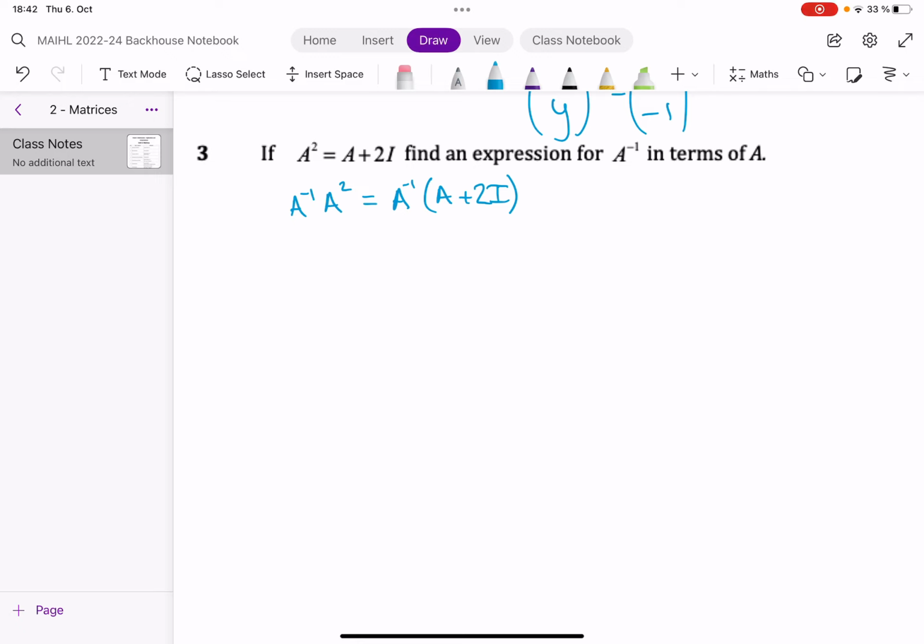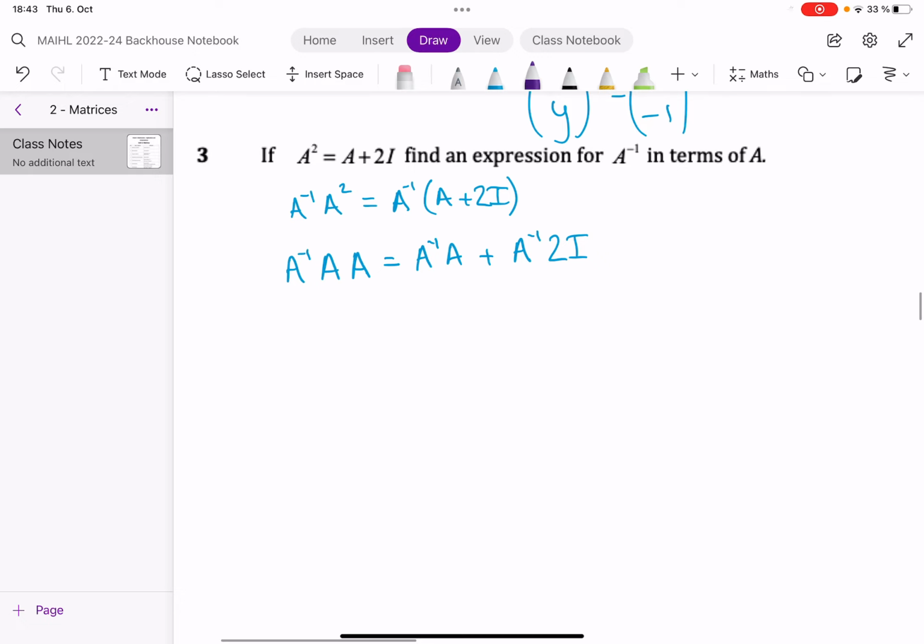So if I take the left side first of all, you'll remember that A squared is just A times A. So I'm just going to write all those together. And you'll also remember that we're allowed to distribute with matrix algebra. So inverse of A times A plus the inverse of A times 2I. Okay. Right, let's go through each of these terms and figure out what's going on.